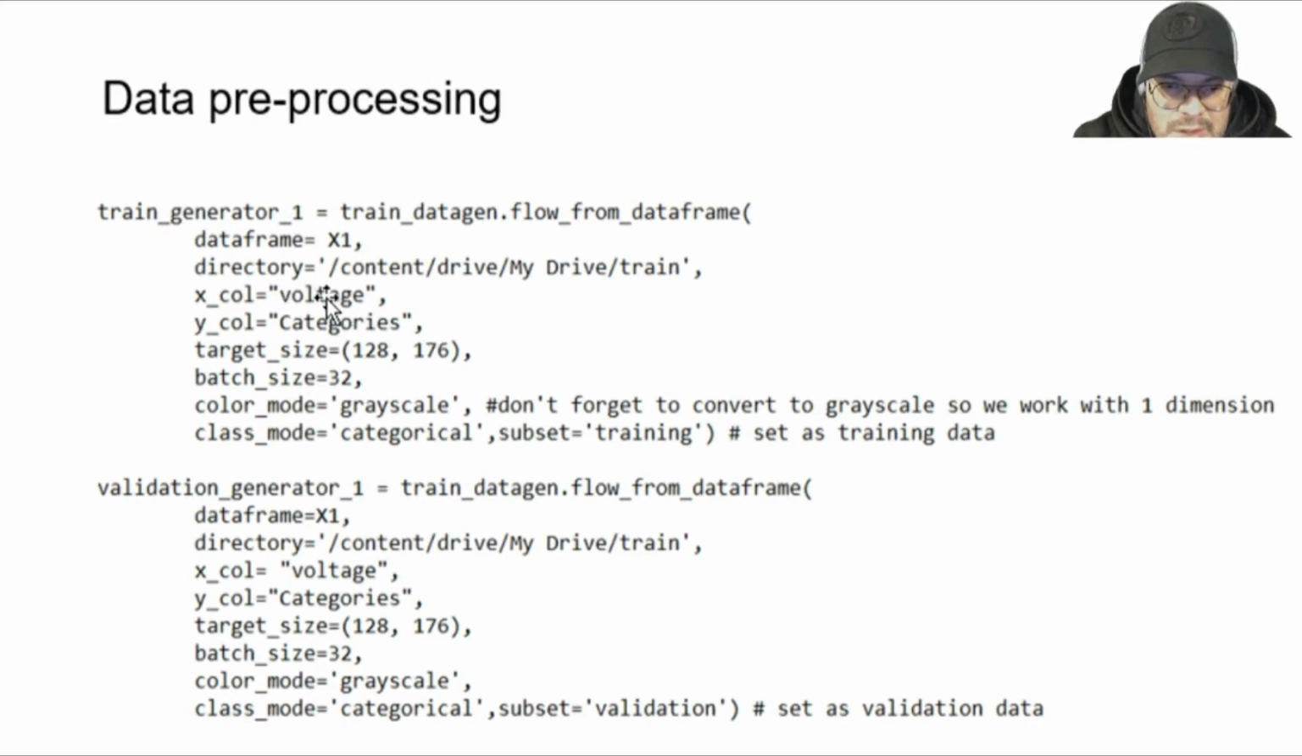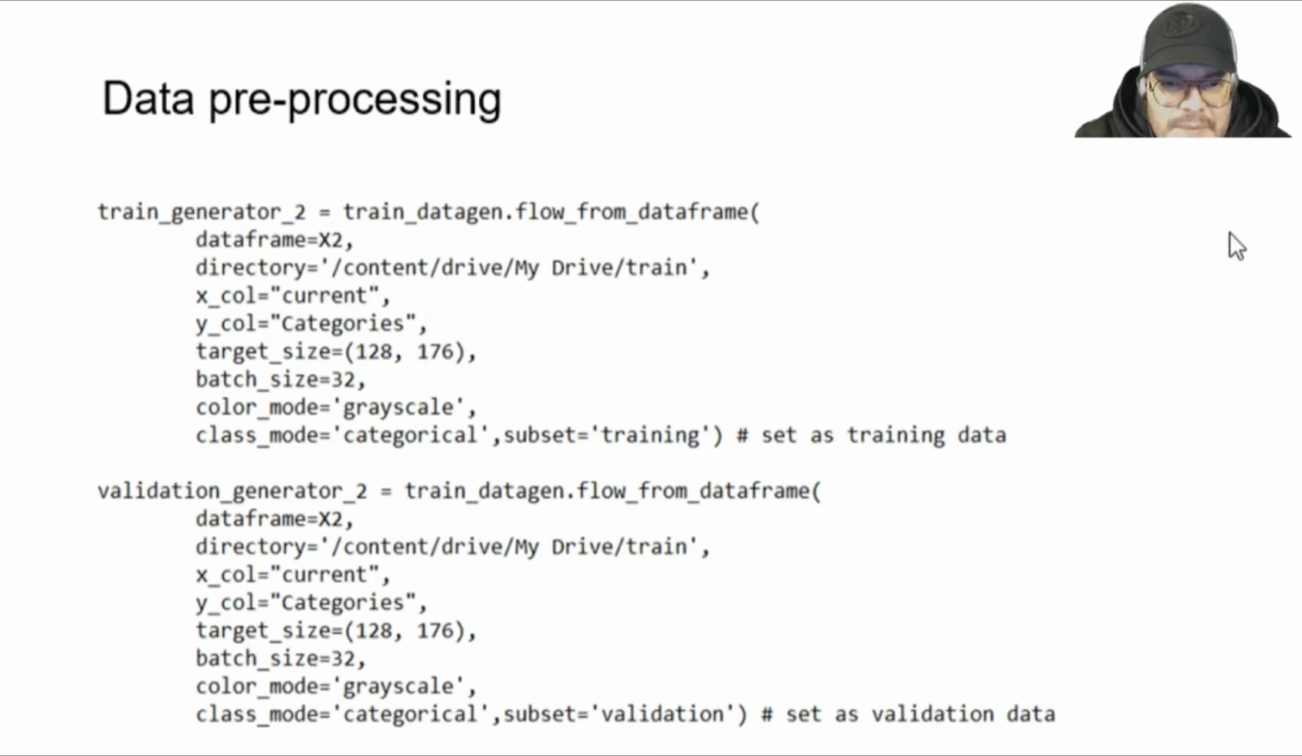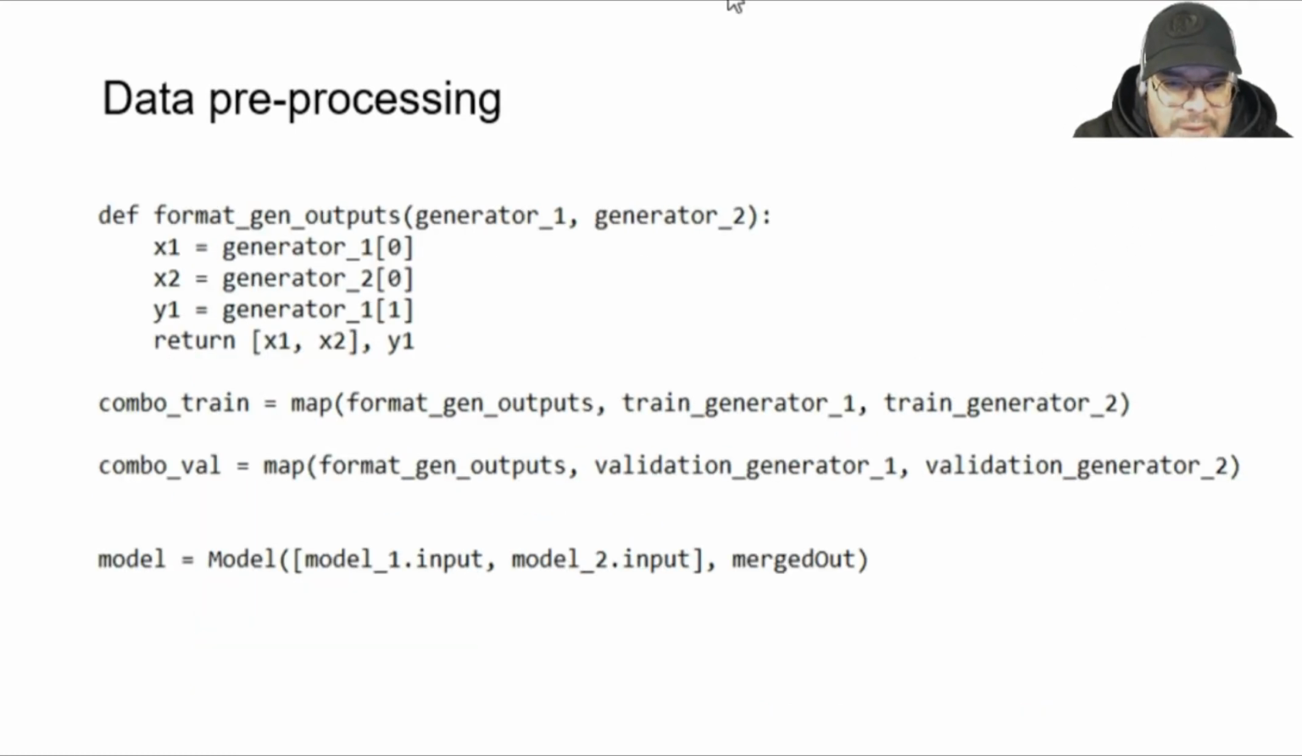So for voltage, which is shown here on this page, we use the categories, and then our batch size is 32. Make sure you put grayscale because you're using one dimension. Class mode is categorical, and then the training is subset training, validation is subset validation. Do the same thing for current, and then we need to combine those generator inputs into one output.